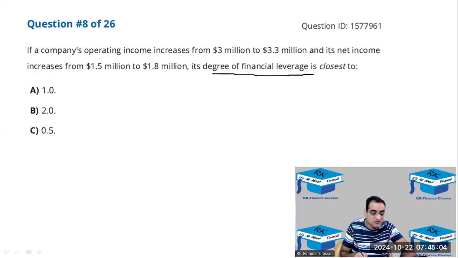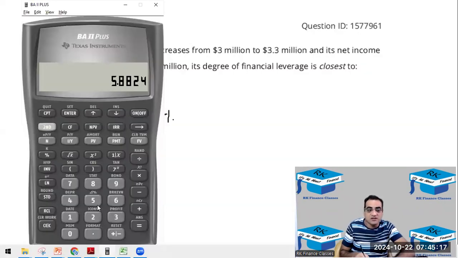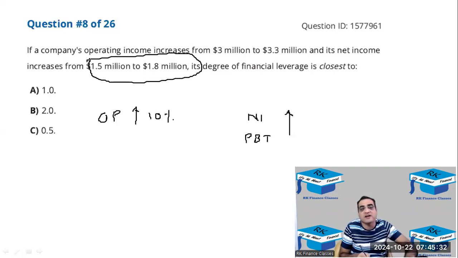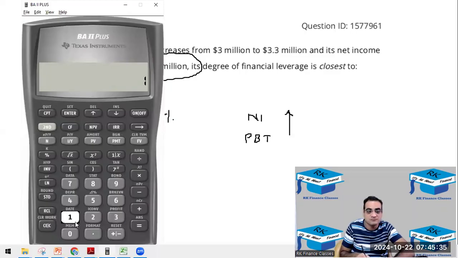So over here, what happened is operating income increased by 10%, 3.3 minus 3 upon 3. So operating profit has increased by 10%. 3.3 minus 3 divided by 3. So that's what I said, 10%. Operating profit has increased by 10%. And then the net income or PBT, profit before tax on net income, has increased by, let's calculate, 1.8 minus 1.5 upon 1.5. It was 1.5, it became 1.8. So 1.8 minus 1.5 divided by 1.5.